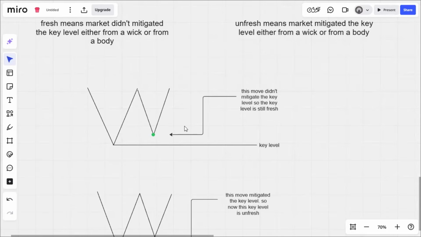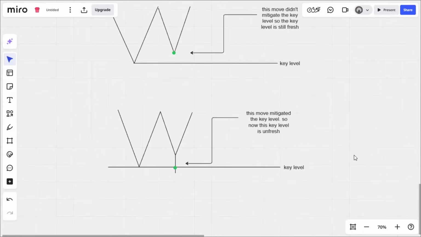This key level is still fresh because the market didn't mitigate this key level from a wick or from a body. I don't care if it's a wick or body. The market didn't mitigate at this level, so this is going to be still fresh. And look at this move. This move mitigated the key level. So now this key level is unfresh, because this move right here mitigated this key level from a wick. So this key level is mitigated one time, so it is going to be unfresh.